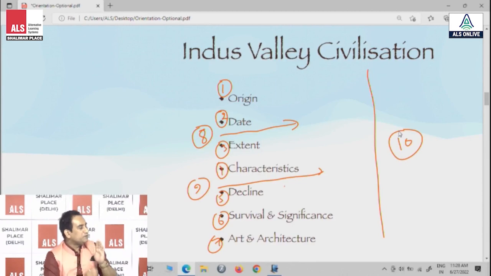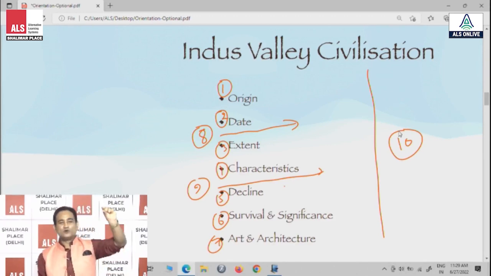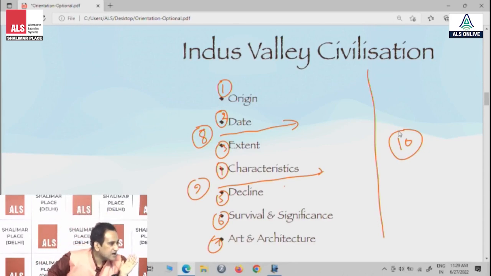So what would be our approach? Our approach would be to know the topic, then to divide the topic. How will you divide the topic? Based on the terms mentioned in the syllabus. And then what will you do? You will see the last year questions, and 2-3 new dimensions also you can add. So this would be your notes for Indus Valley Civilization. Are you getting my point?